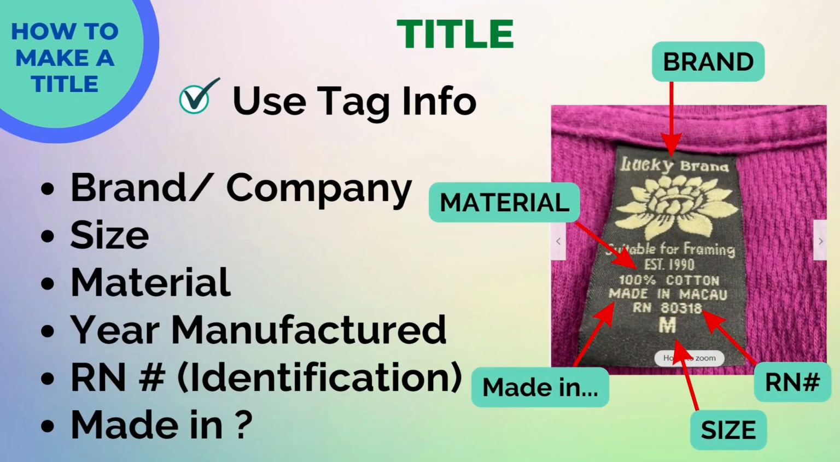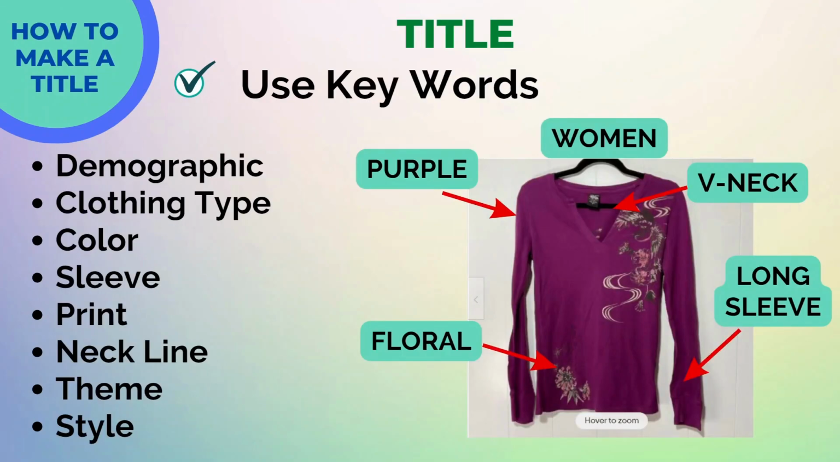Tags and labels can give you the brand, size, material, year of manufacture, the ID number, and the location of production. For clothing, there are several keyword categories. Demographic tells the buyer if the item is for men, women, or children. Clothing type includes descriptions such as t-shirt, pants, jeans, hoodie, sweater, and so on. It could also describe the color, sleeve length, print, neckline, theme, or style.